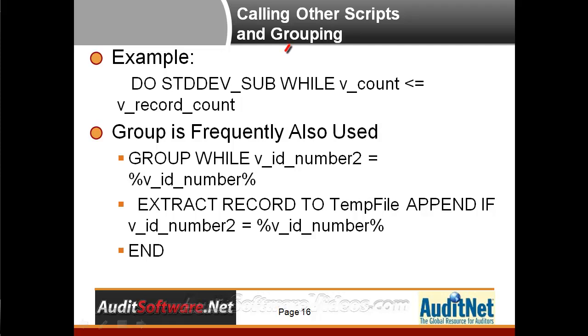Then once we are in that other script, in this case the standard dev underscore sub script, we're going to basically loop around over and over again. We're going to group over and over again until something is not true. And in this case, we're basically saying until a certain number or person, in this case a vendor or enterer initials, is going to be the same. And when it changes, then we're going to go back to that main script.